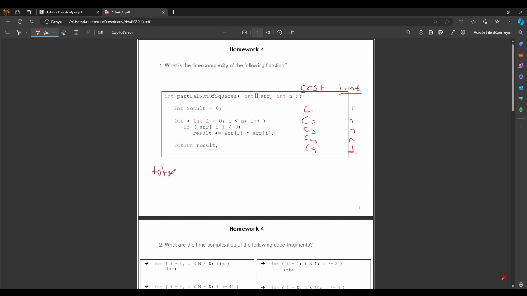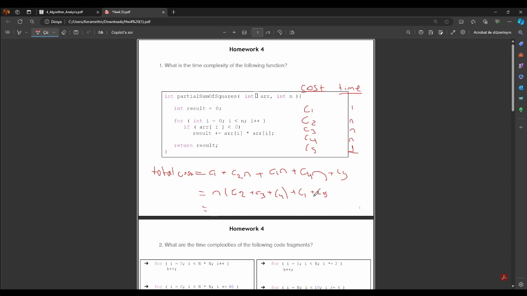Let's find the total cost here. C1 plus C2n plus C3n plus C4n plus C5. Let's group the n's together here: C2 plus C3 plus C4, and we have C1 and C5 here.